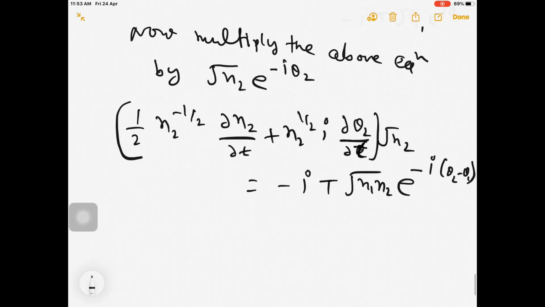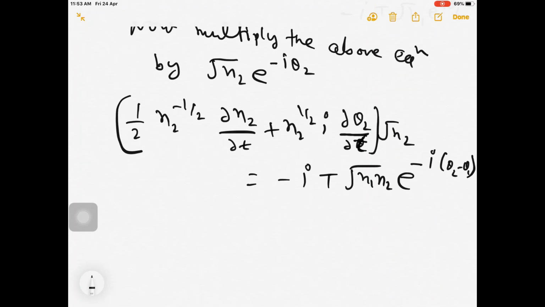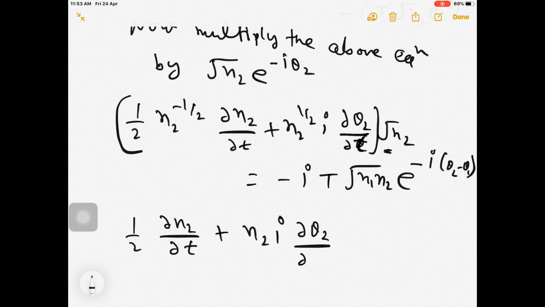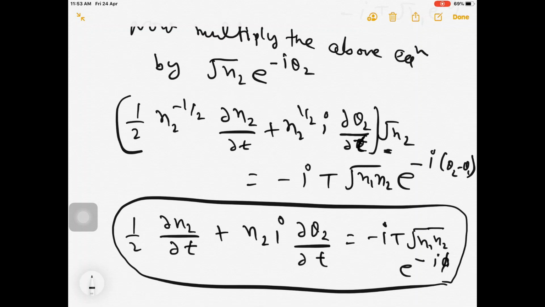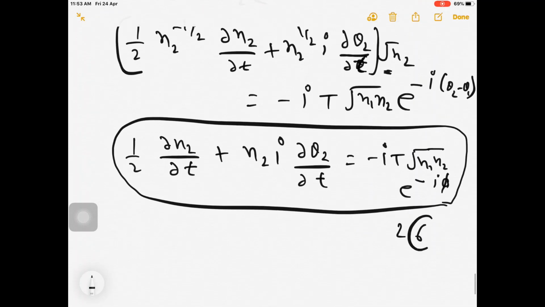And what is theta 2 minus theta 1? Theta 2 minus theta 1 is the phase difference, that is phi. So I can write 1 by 2, and if I multiply this inside the term, then I will get 1 by 2 del n2 divided by del t plus n2 iota del theta 2 divided by del t equals minus iota t under root n1 n2 exponential minus iota phi. This is another important equation, and this is equation number 6.